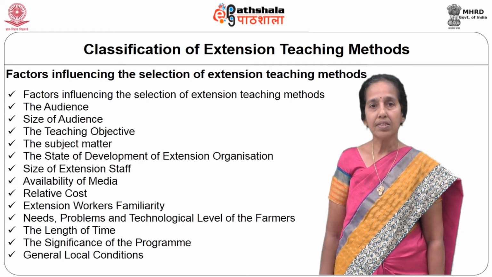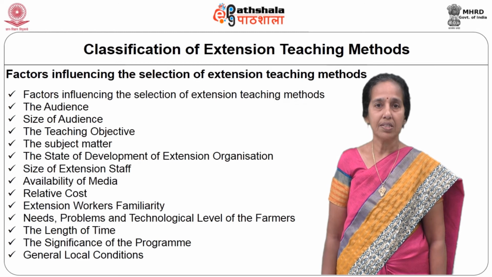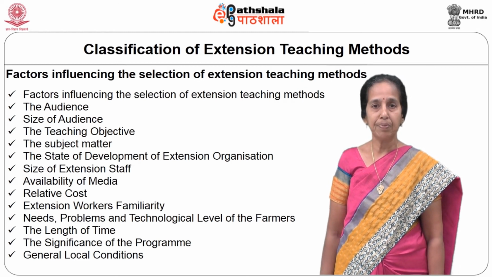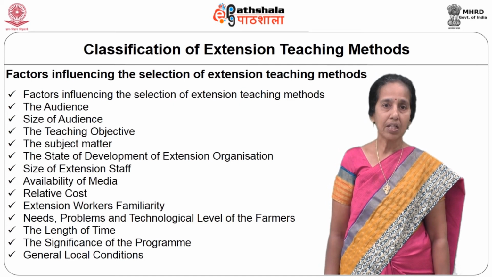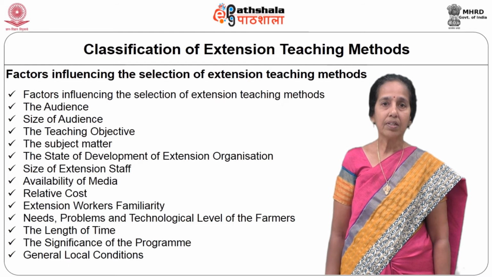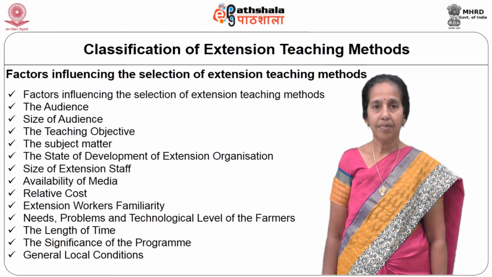The next factor is the state of development of the extension organization. If the organization is new, it has to gain the confidence of people. Then the result demonstration can be selected. A well-established organization can use the circular letter.